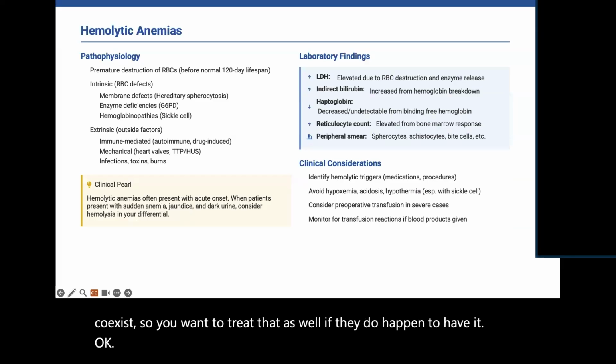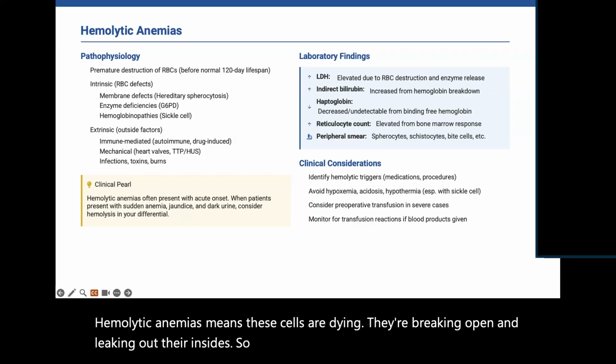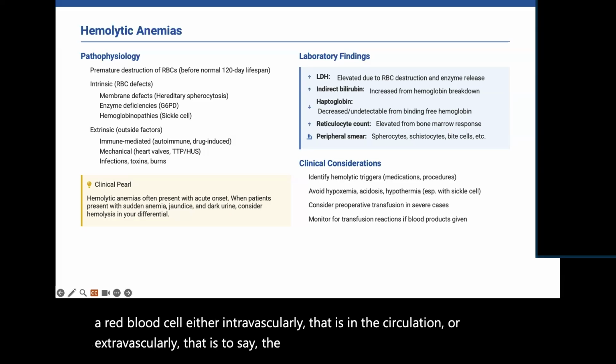So let's talk about hemolytic anemia now. Hemolytic anemias means these cells are dying. They're breaking open and leaking out their inside. So anemia is caused by premature destruction of a red blood cell, either intravascularly, that is in the circulation, or extravascularly, that is to say the spleen is in overdrive.